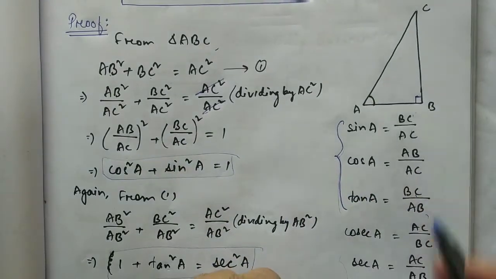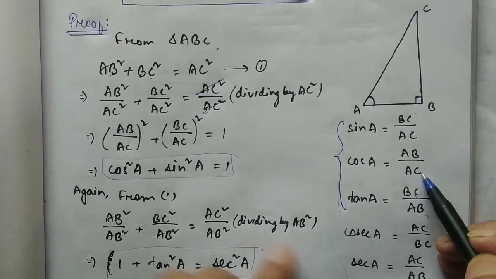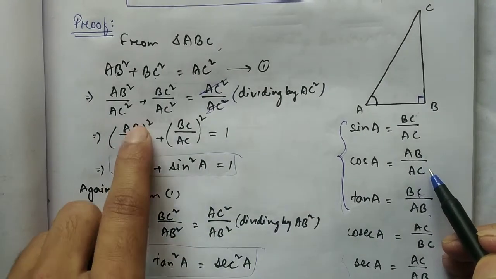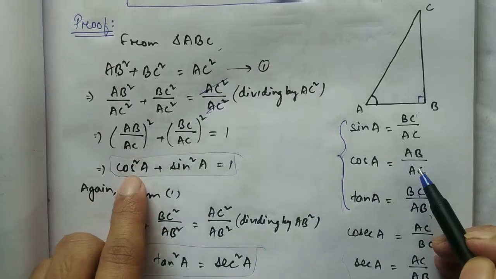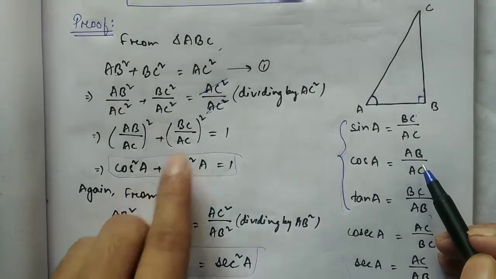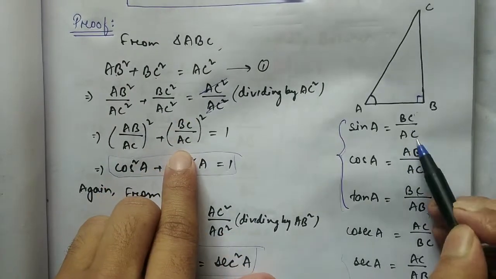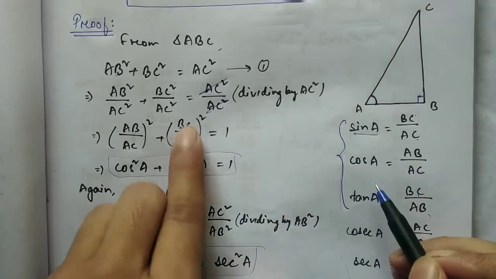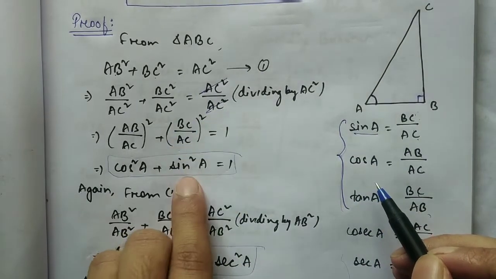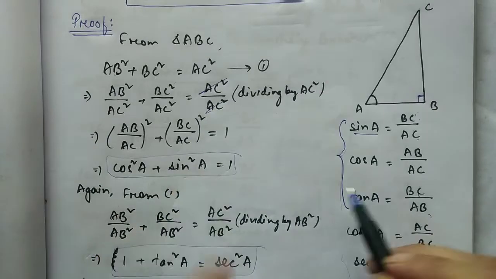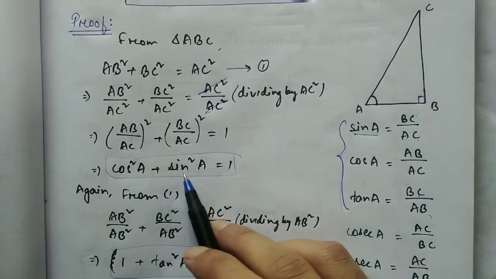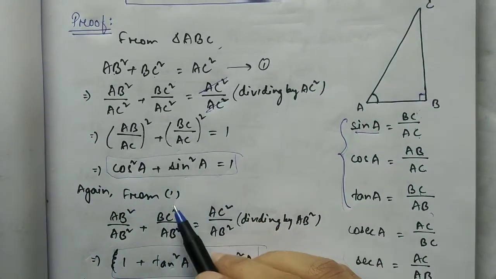Now we see that AB by AC comes out to be cos A. So (AB by AC) whole square comes out to be cos square A. And BC by AC is sin A, so (BC by AC) whole square comes out to be sin square A. So we get cos square A plus sin square A is equal to 1.